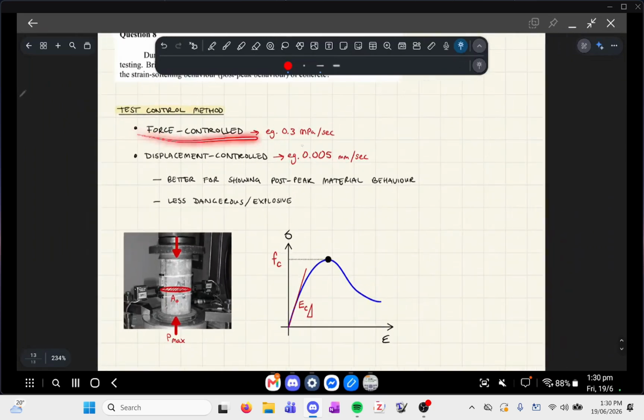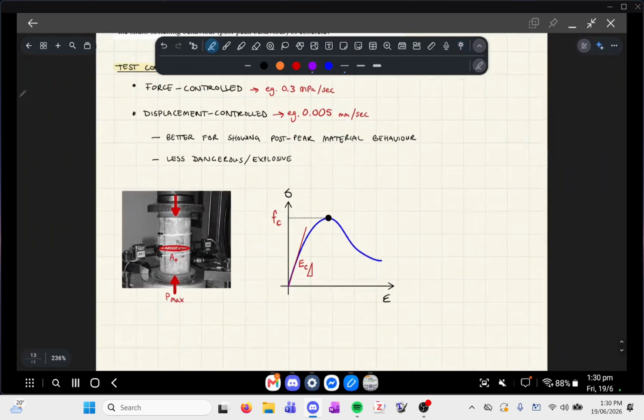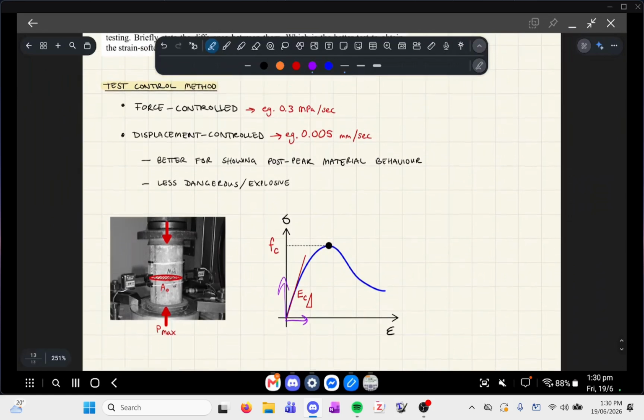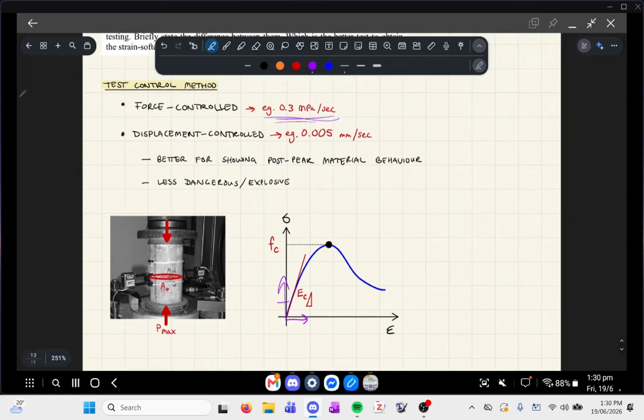But the idea is that when you have a force-controlled test, it's basically treating the amount of pressure that you crush the concrete cylinder with as your independent variable. So we're going to measure the dependent variable, which is the strain, based on this independent variable. Let's just say, for example, you go over here to 0.3 MPa. We measure the strain at 0.3 MPa. And then we increase it, 0.6 MPa. Then we measure the corresponding strain, etc.